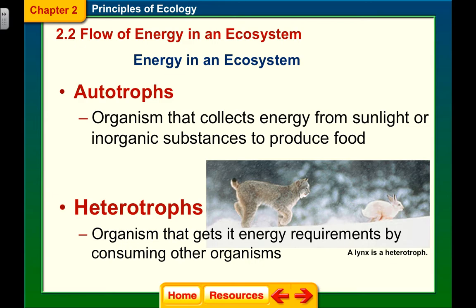Autotrophs are anything that can collect energy from sunlight or inorganic substances. There's something called chemosynthesis that happens more rarely than photosynthesis, but you take chemicals from deep below the surface of the earth and use those to make carbohydrates, and that's kind of handy for some things that live near the bottom of the ocean or in really hot places. But mostly it is photosynthesis here with the autotrophs. Heterotrophs are anything that consume other organisms to get their food.